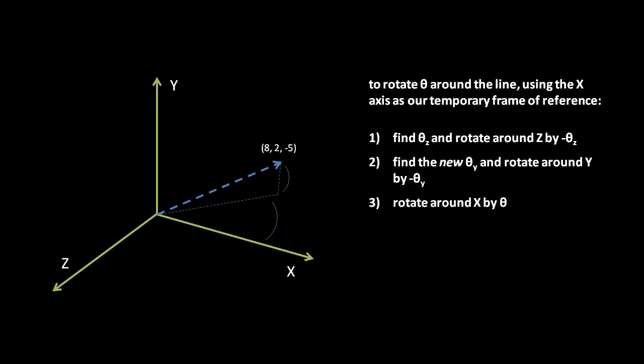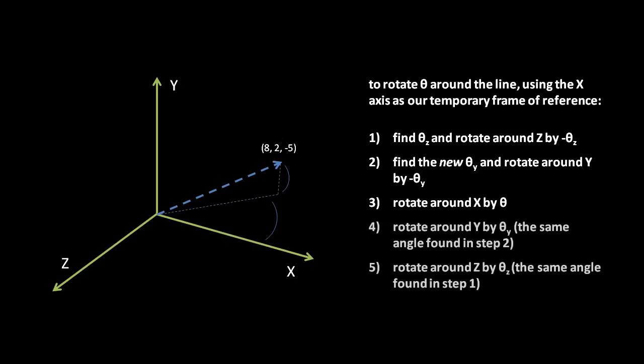Now we're in a frame of reference where the line overlaps the x-axis, so we can rotate around the line by rotating around the x-axis. Then we have to shift the frame of reference back, applying the same rotations from steps 1 and 2, but reversing their order and directions. So we first rotate around y by positive theta of y, and then rotate around z by positive theta of z. And be clear that these are the same theta of z and theta of y, which we found in steps 1 and 2 respectively.